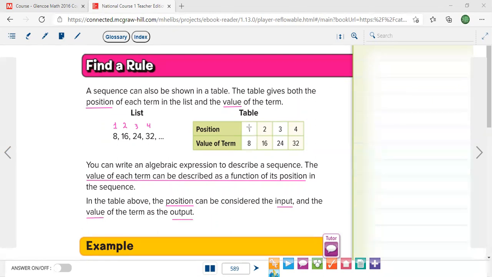Means if I give you 1, how can you get 8? If I give you 2, how can you get 16? If I give you 3, how can you get 24? This is the relation between the position and the term. Of course, in this case, if the position is n, so the value will be 8n because 8 times 1, 8 times 2, 8 times 3, 8 times 4, and so on. So this is our function 8n in this case.